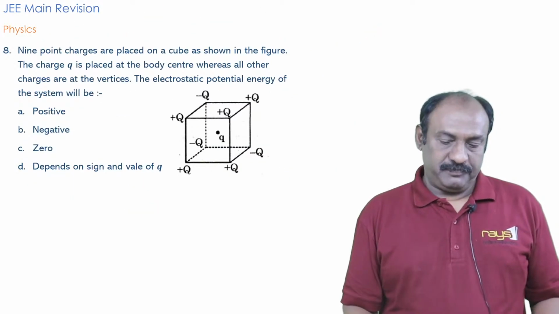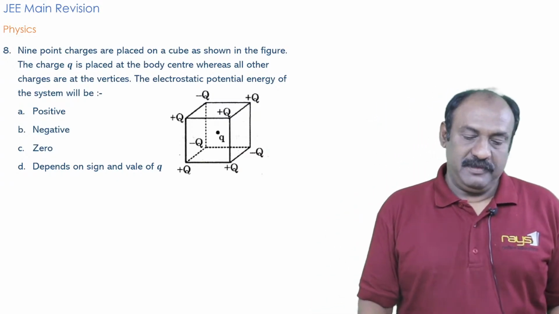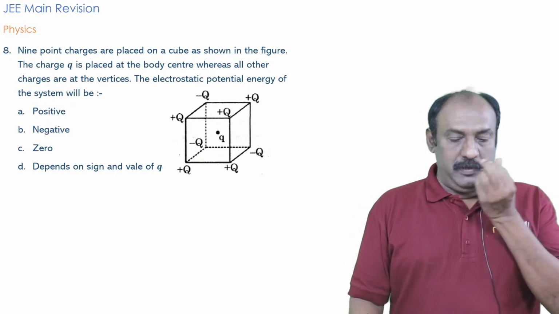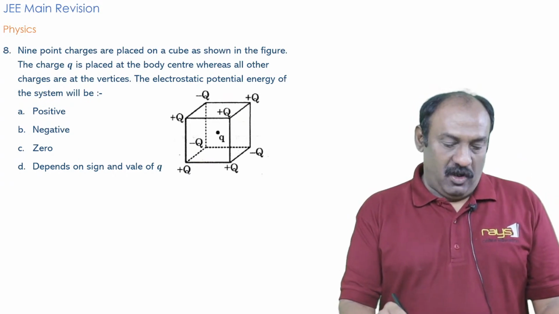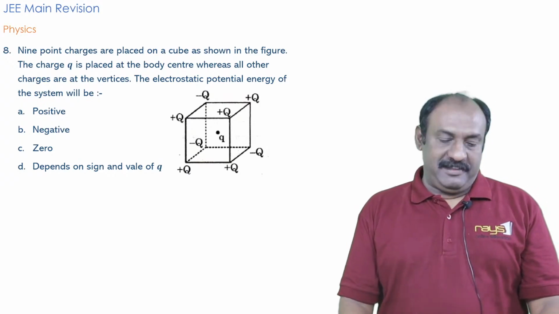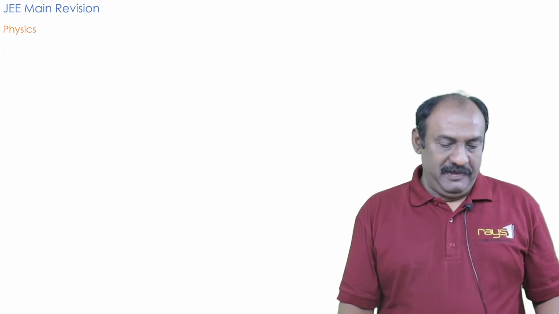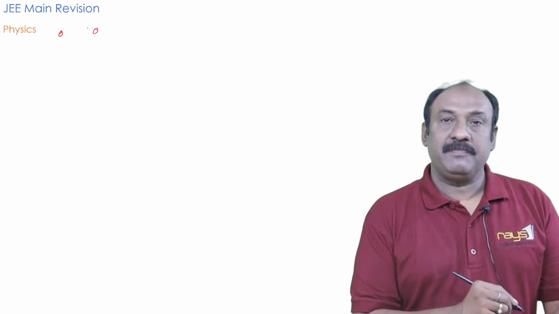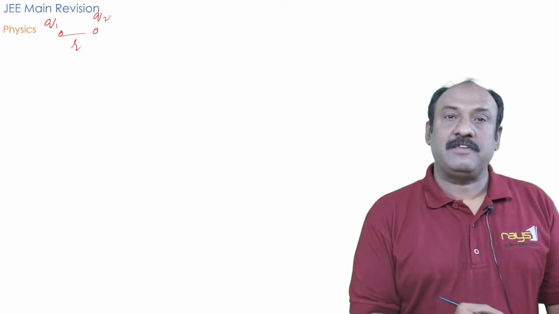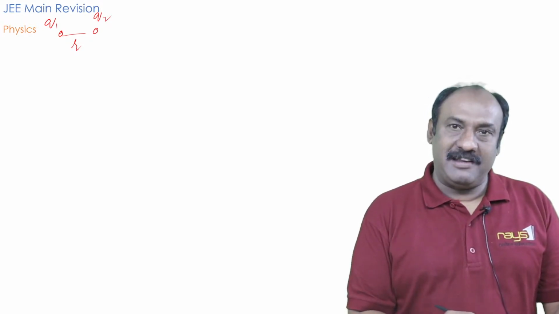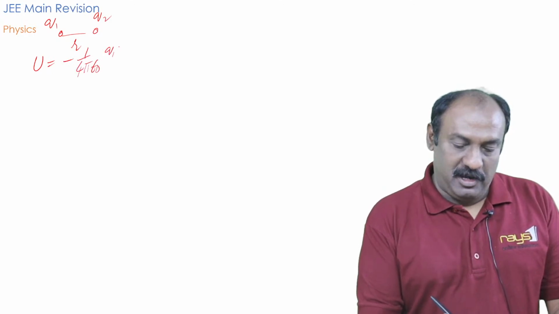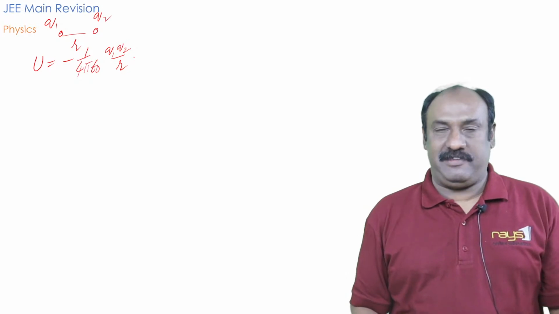Next question, question number 8. 9 point charges are placed on a cube as shown in the figure. The charge q is placed at the body's center, whereas all the other charges are at the vertices. The electrostatic potential energy of the system will be... Generally, when two charges are separated by a distance small r, then the electrostatic potential energy of the system of these two charges is U equal to 1 by 4 pi epsilon naught q1 q2 by r.